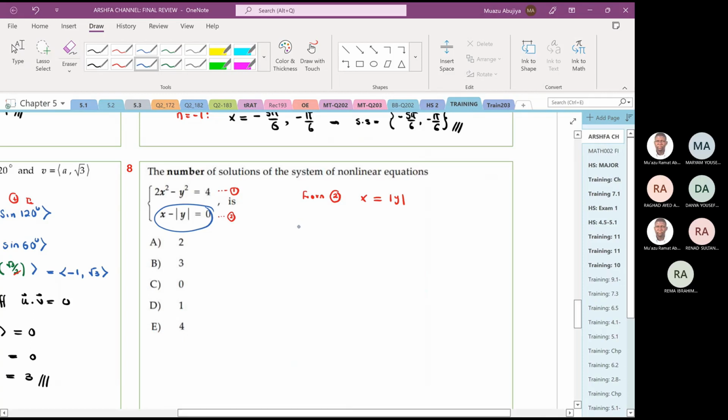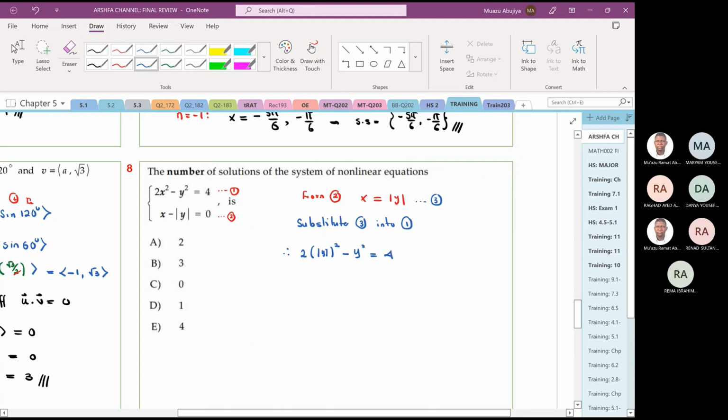So we can say, let's call this one equation number 3. Substitute equation number 3 into equation number 1. Of course, I cannot substitute into 2 because 2 and 3 are the same. We only write them differently. So therefore, what do we get? We are going to have 2x squared, so 2x is going to be the absolute value of y. Then square this one. Plus, it is minus y squared equal to 4.